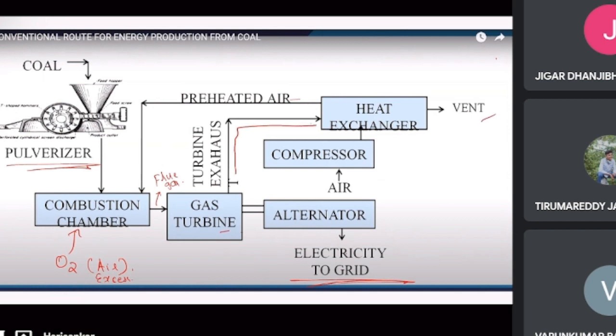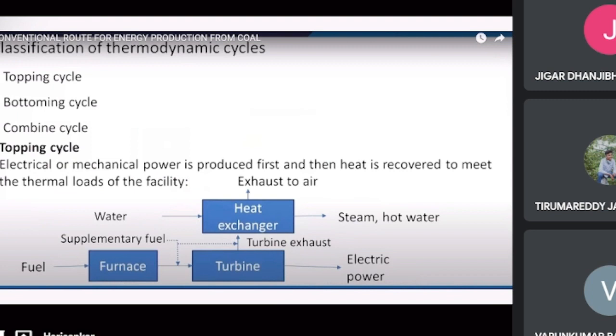And then this gas turbine exhaust will go through a heat exchanger to exchange the heat from the incoming flue gases, and then the cooled flue gases are usually vented out. So this is just a brief flowchart of how you can produce electricity from coal.